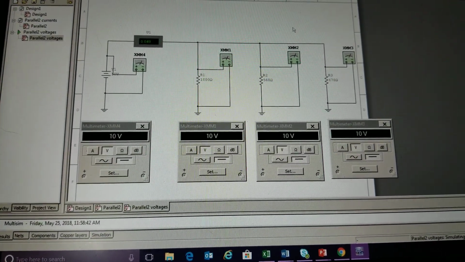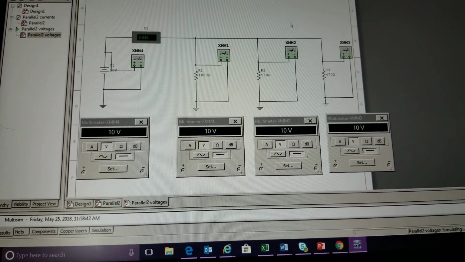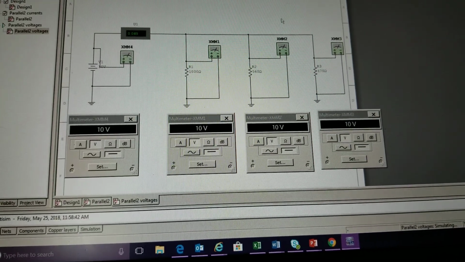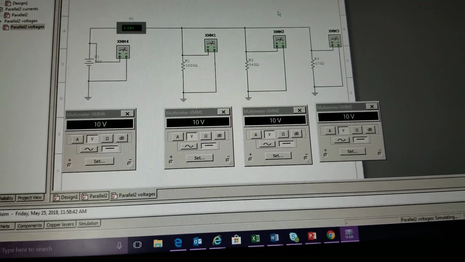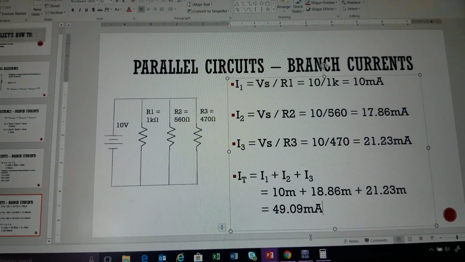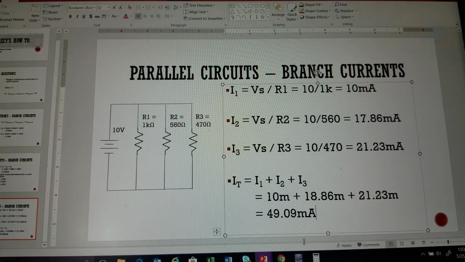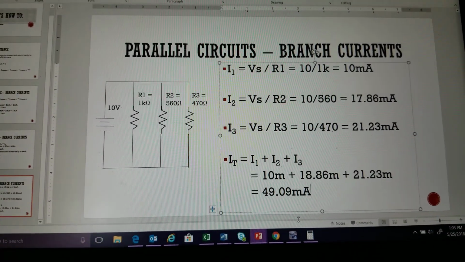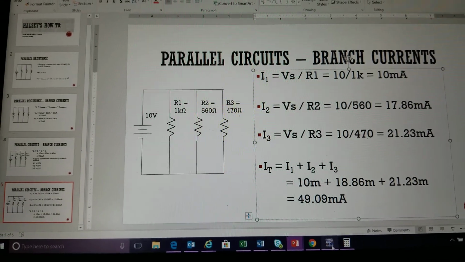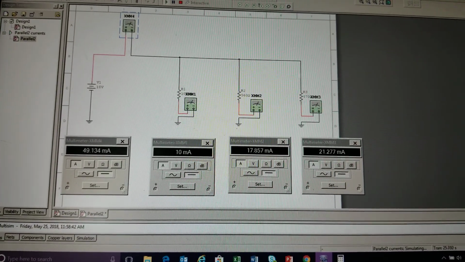Okay, so here's my circuit in Multisim, and I set it up to measure the voltage drop across the supply and each resistor, and you can see they're all at 10 volts. After going back, I found I had a number wrong. It should be 17.86 milliamps, not 18.86 milliamps. And we verify that here in Multisim.